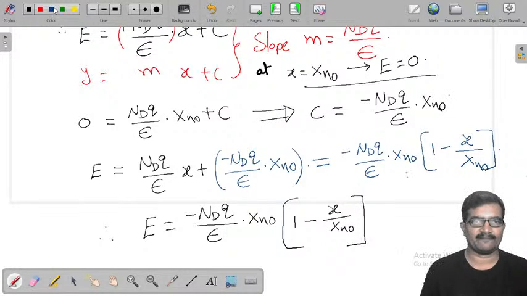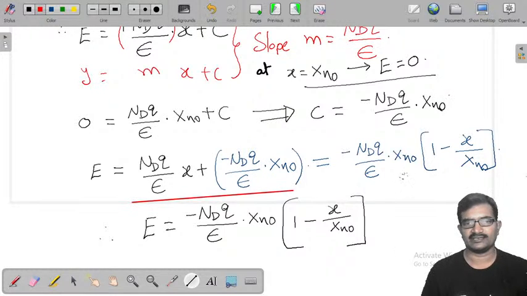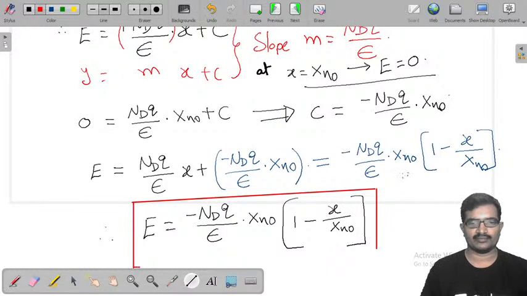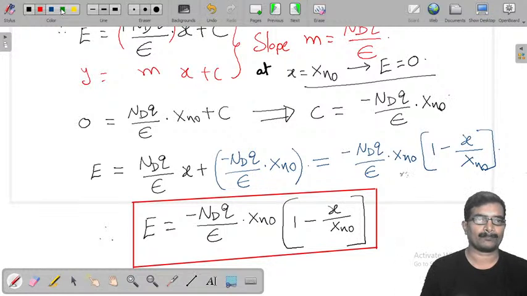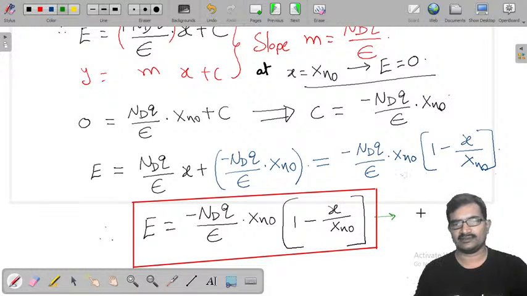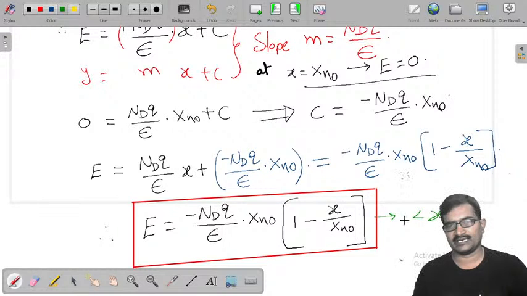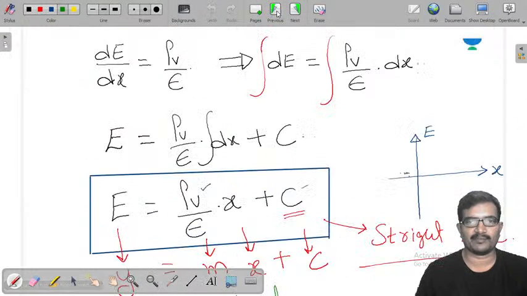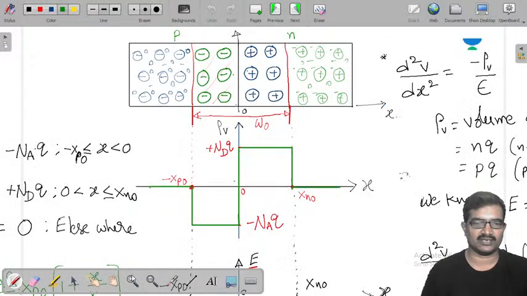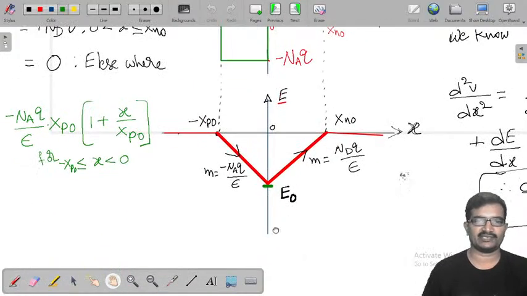So this is the equation for electric field from 0 to x n naught. This is for x value greater than 0 and less than or equal to x n naught. Now I am going to write this equation here at the plot.